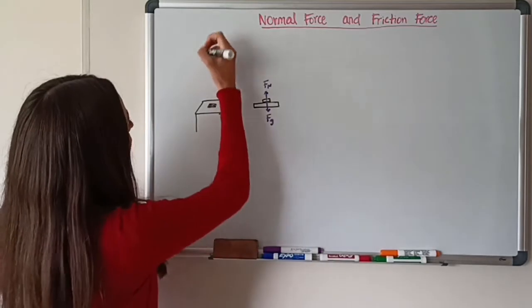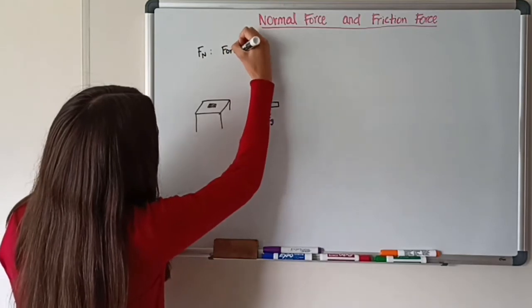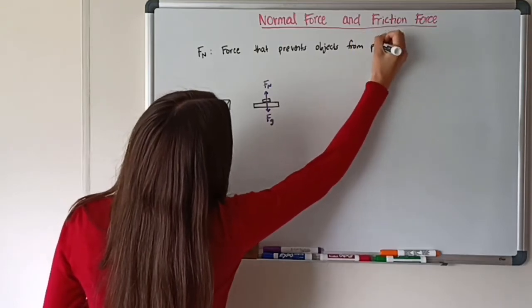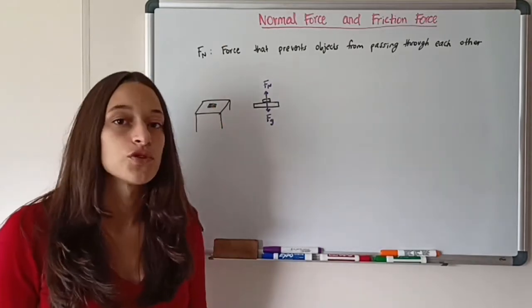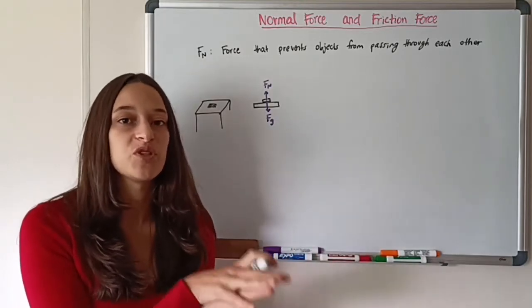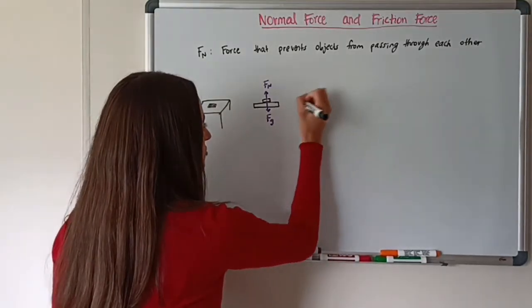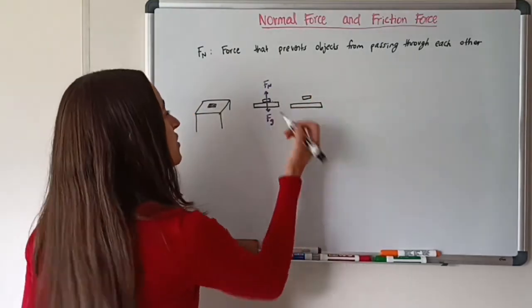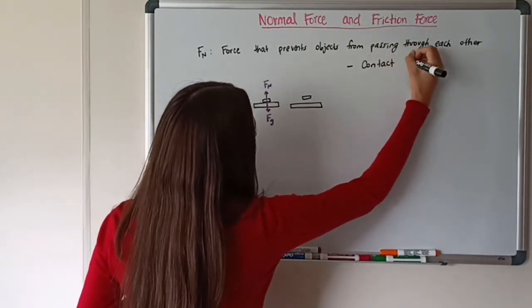So basically what we have is that Fn is the force that prevents objects from passing through each other. So there is a condition that determines if there is normal force or not, and that is contact. If two surfaces are touching, there's always a normal force between them. If they're not touching, there can be no normal force. So if the book was above the table but not touching it, there's a space between them, there's no normal force, only when they're touching. So it's a contact force because it requires contact between two objects.